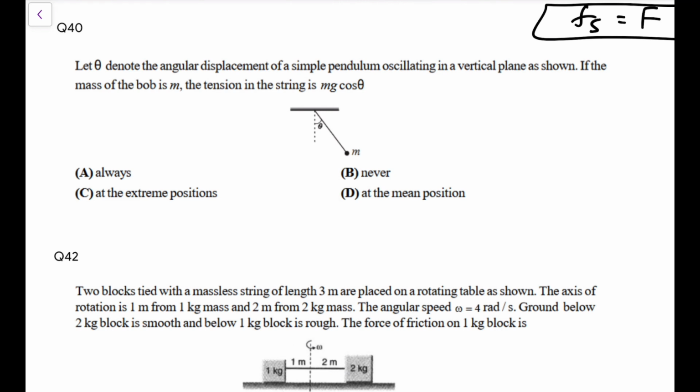Let theta denote the angular displacement of a simple pendulum oscillating in a vertical plane as shown. If the mass of the bob is m, the tension in the string is mg cos theta, where?